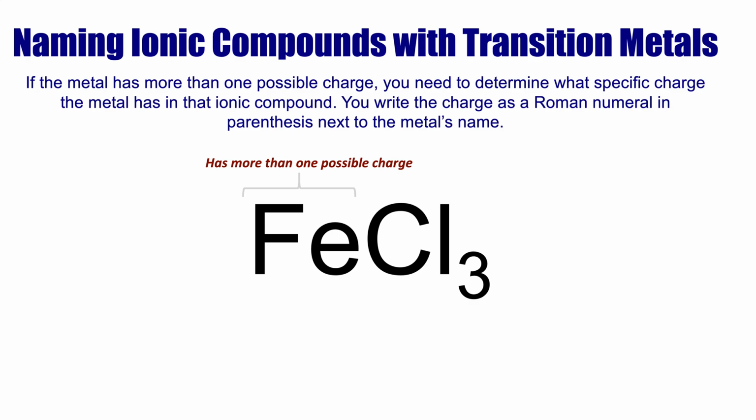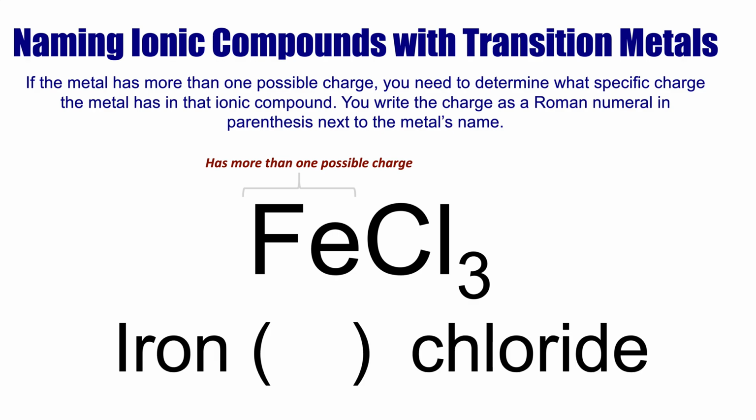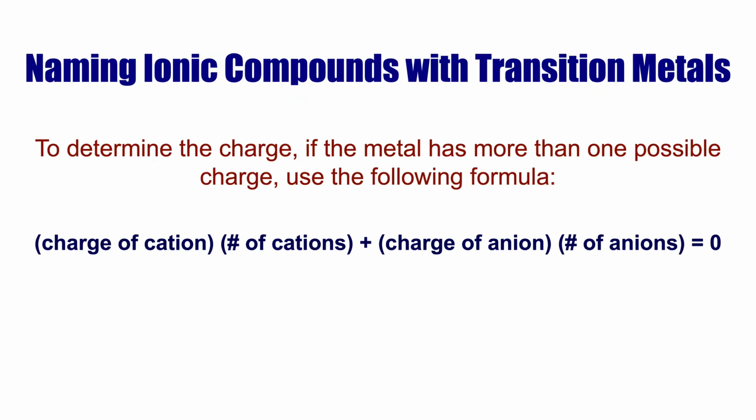So it's going to be iron, then in parentheses, I'm going to find a Roman numeral that's going to tell me which specific charge iron is taking. Chlorine is a nonmetal. I change that ending to "ide." Now the question is, which specific version of iron is in that compound? What Roman numeral needs to be placed in the parentheses? In order to do that, I'm going to figure it out using this formula right here.